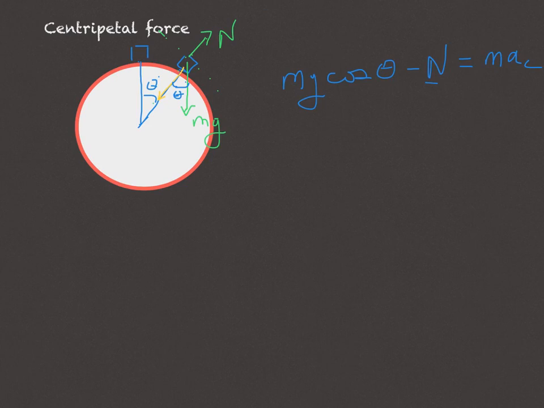So if the block reaches a further angle, we have a smaller component pointing towards the center, so that this is going to decrease. And if it's still turning so that it's moving along that circular path, then the normal force has to decrease as well. But once it gets to a point where the normal force equals 0, that's when it leaves the surface.